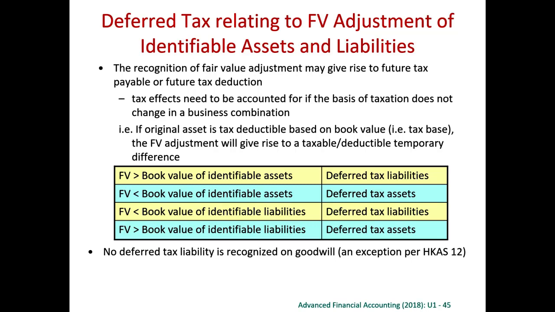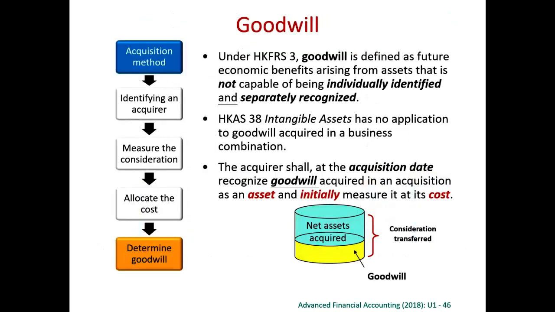One exception is goodwill. There will not be any deferred tax liability to be recognized on goodwill. Goodwill, as I've said before, is a balancing figure. It's something I don't know. There will not be any deferred tax implication because this is not a temporary difference for goodwill.